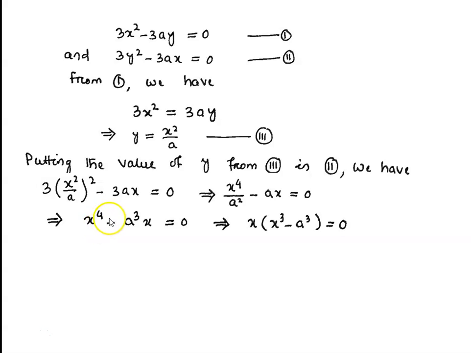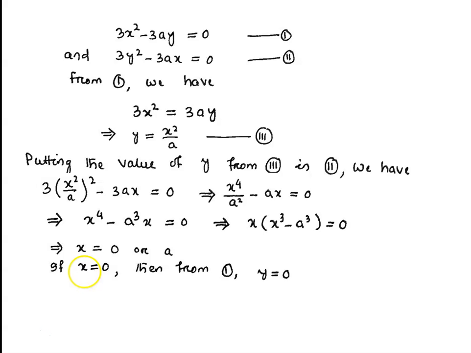This implies x^4 minus a^3 x is equal to 0. By taking x common, we have x into (x^3 minus a^3) is equal to 0. This is equal to 0 if either x is equal to 0 or x is equal to a. So we have two values of x. Either x is equal to 0 or x is equal to a.